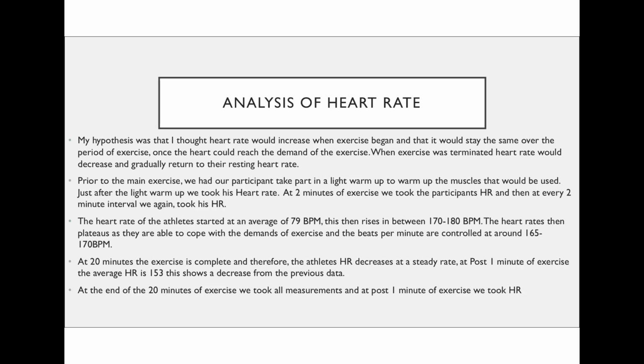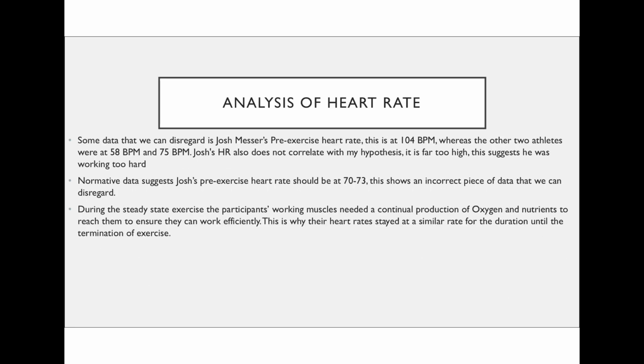At the end of 20 minutes of exercise, we took all measurements, and at post 1 minute of exercise, we took heart rate again. Some data that we can disregard is Josh Messer's pre-exercise heart rate. This is at 104 BPM, whereas the other two athletes were at 58 beats per minute and 75 beats per minute. Josh's heart rate does not correlate with my hypotheses or normative data. It is far too high. This suggests he was working too hard.